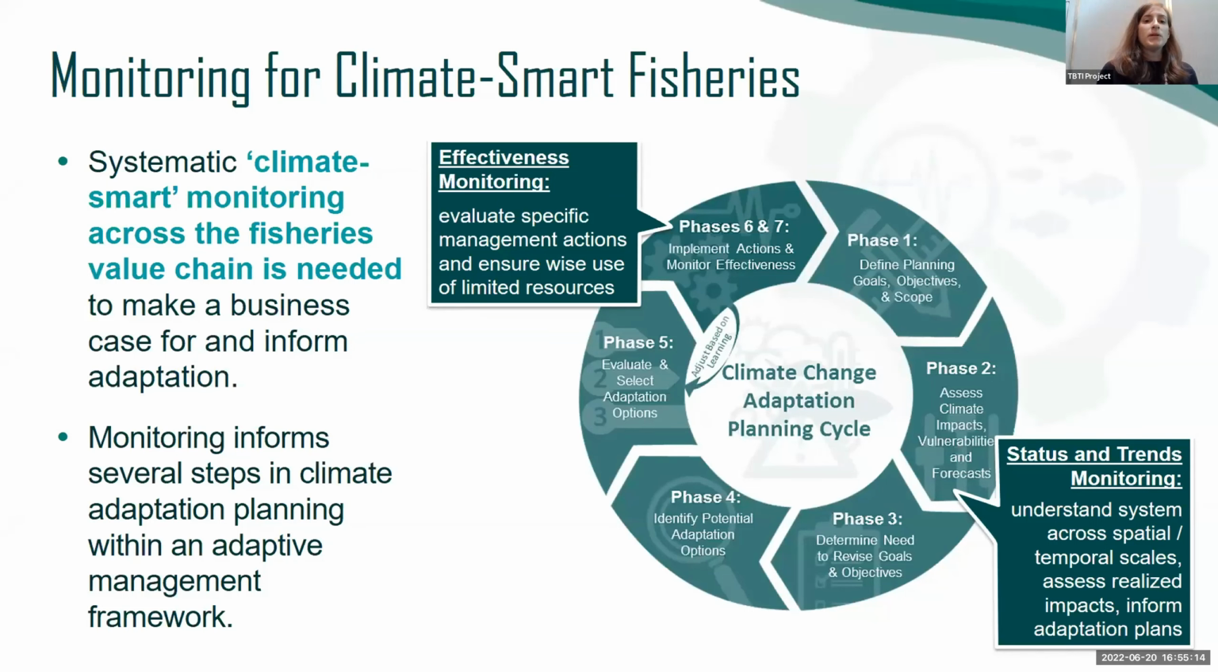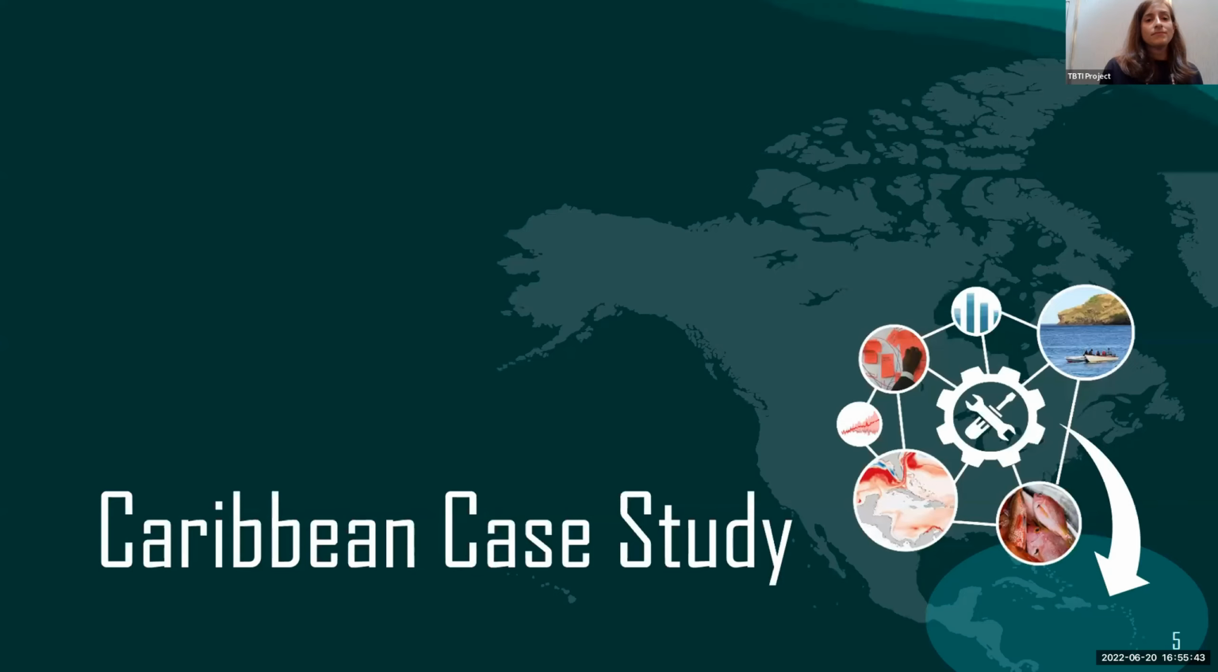So to help build up that information base, climate smart fisheries monitoring that covers the entire fisheries value chain is really essential for guiding informed adaptation. So status and trends monitoring is essential for understanding system change across space and time. Importantly, to assess realized impacts in comparison to projections and to inform adaptation, while effectiveness monitoring really enables the wise use of limited resources on the most effective interventions.